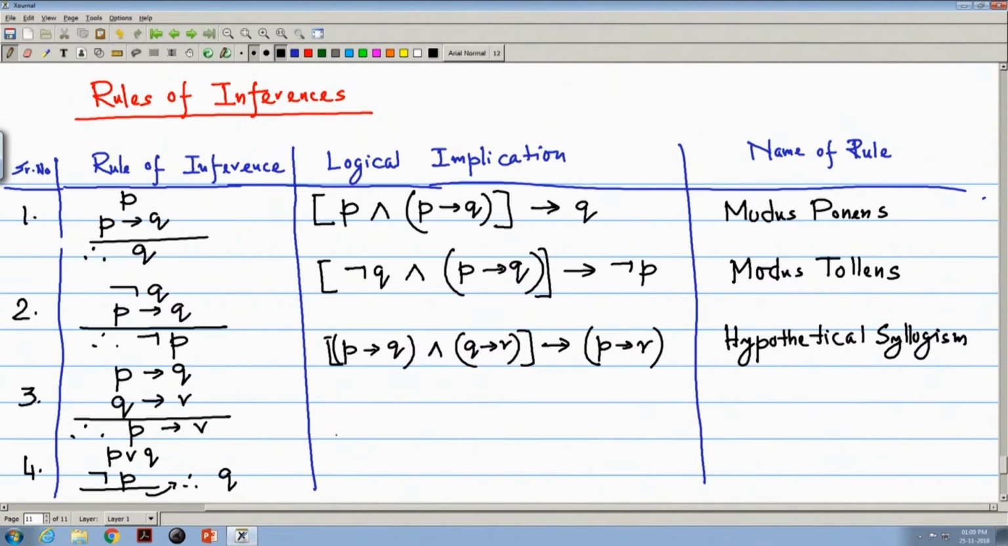So, we can write P or Q and negation P implies Q, and the name of this rule is disjunctive syllogism.